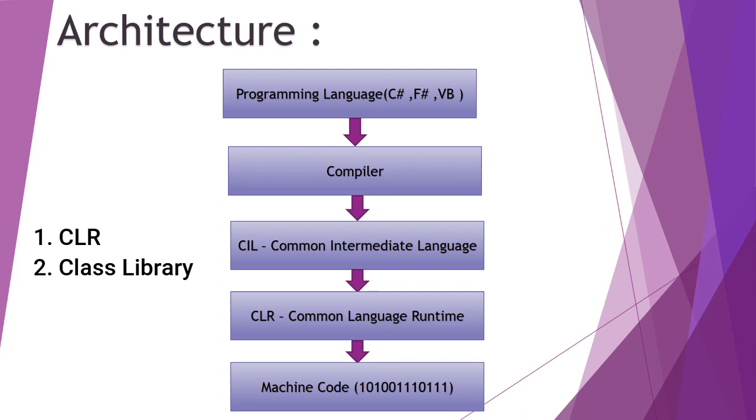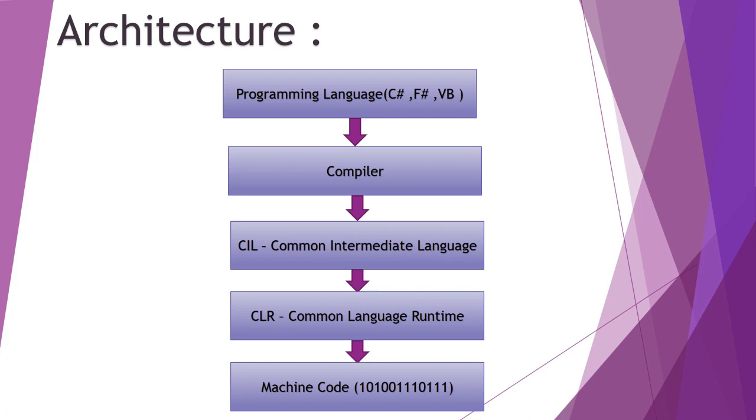One is your CLR and another one is your class library. So CLR is Common Language Runtime, okay? It is basically the execution engine that handles running applications and also provides services like thread management, garbage collection, exception handling and so on. So this is about your CLR.